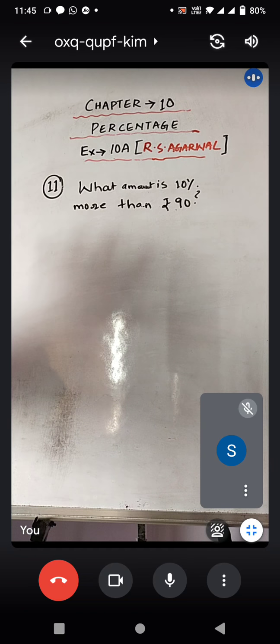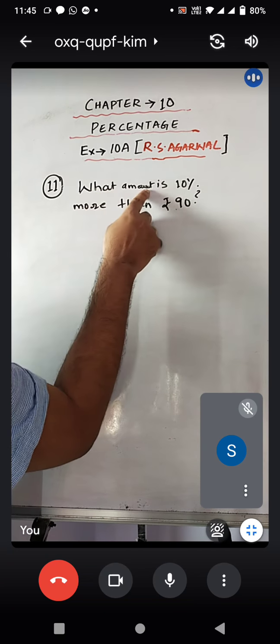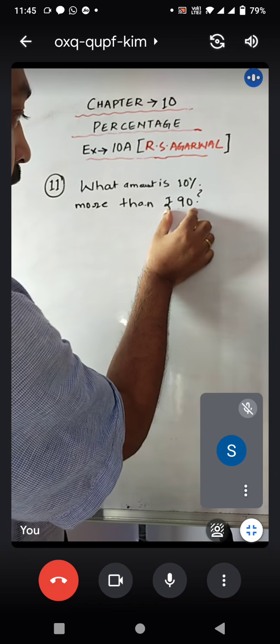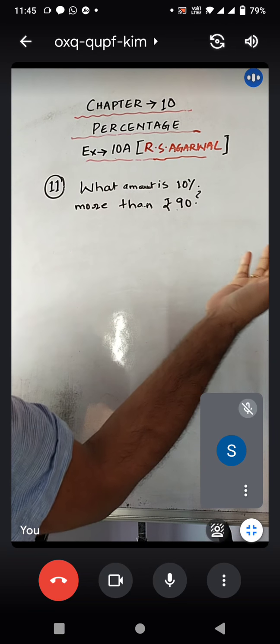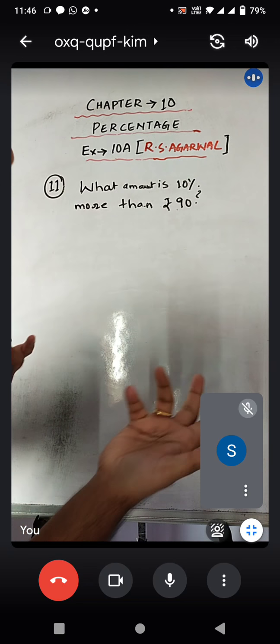Now we will do sum number 11. So what we have in sum number 11: what amount is 10% more than rupees 90? So it is the amount that we have to find which is 10% more than 90. The first thing that we have to understand is what is 10% of 90.